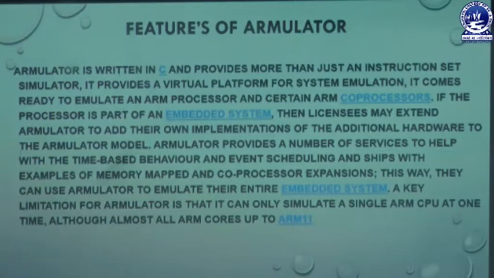That means the emulator provides a number of services to help with time based behaviors and event scheduling, and ships with examples of memory mapped and coprocessor expansion. In this way they can use the emulator to emulate their entire embedded systems. A key limitation here for the emulator is that it can only simulate a single ARM CPU at one time, although it supports almost all ARM cores up to the ARM11s.